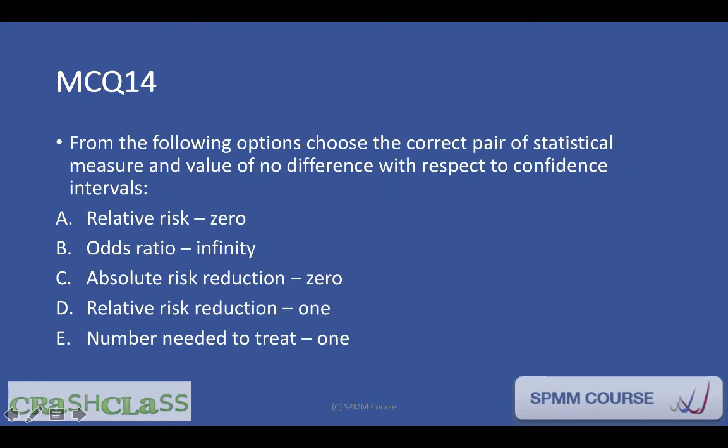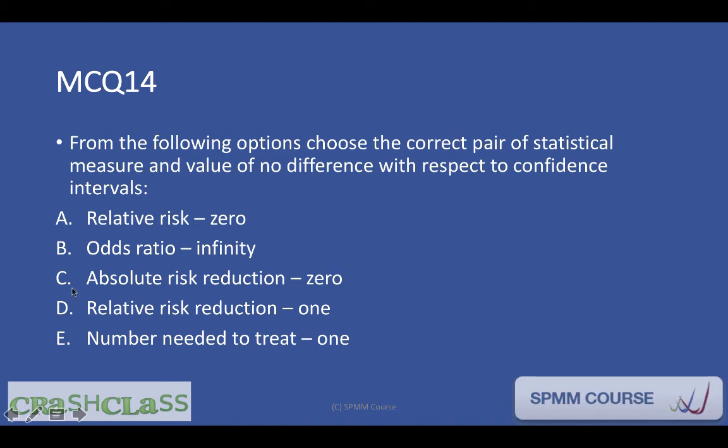A. From the following options, choose the correct pair of statistical measure and value of no difference with respect to confidence intervals. Relative risk 0, odds ratio infinity, absolute risk reduction 0, relative risk reduction 1, number needed to treat 1. So for the moment, remember the answer is C, absolute risk reduction 0 is the right answer.